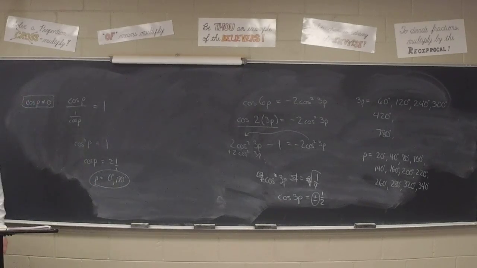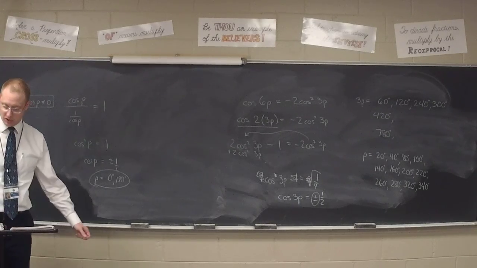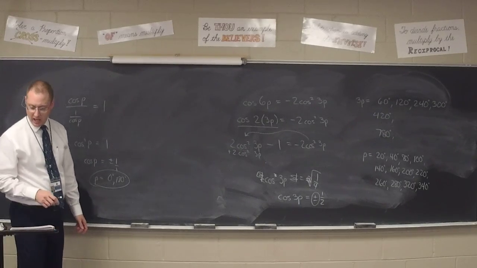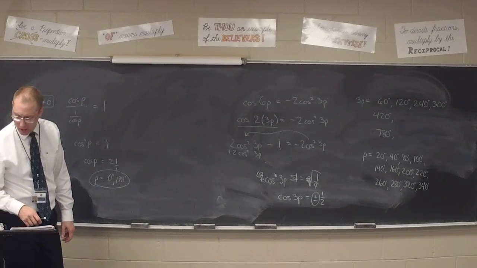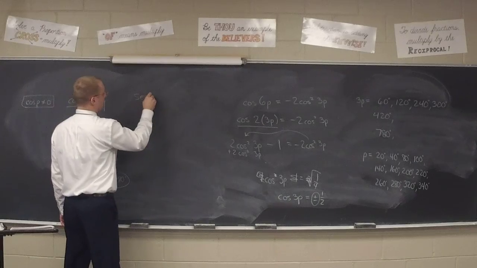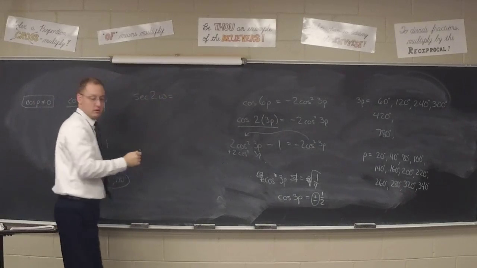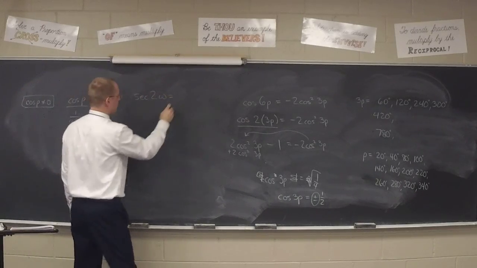Great question. All right, let's look at number 10 across the page, where we have secant 2 omega equals 1 minus 2 sine omega.